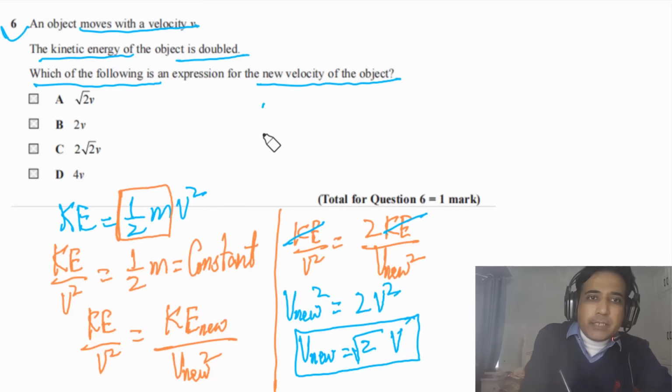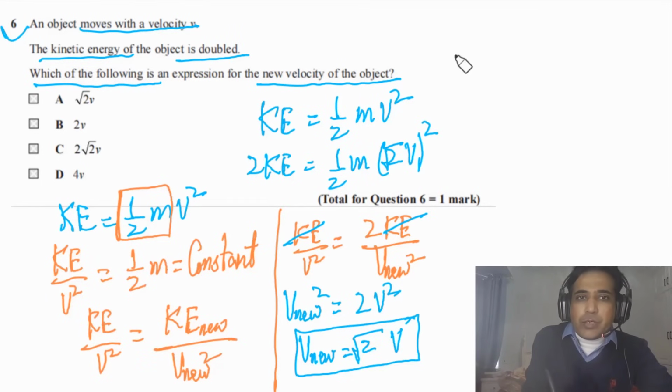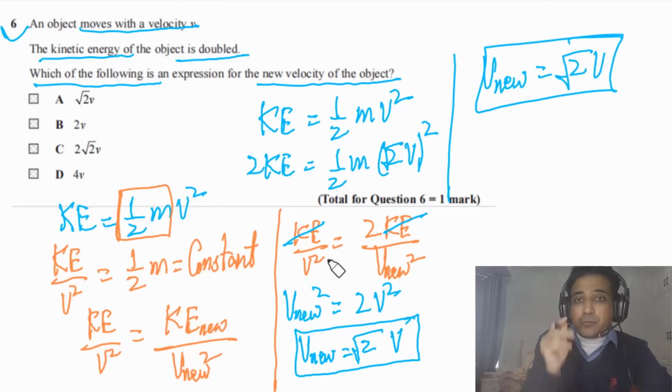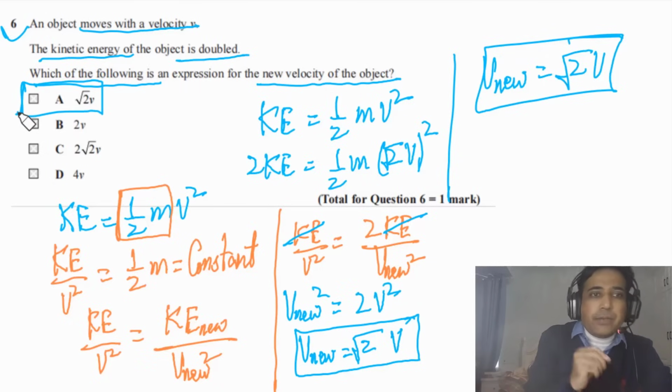Otherwise, simply I can say kinetic energy is equal to 1/2 mv squared. If this kinetic energy is doubled, this side also has to double. That is possible if you have root of 2 v squared. So from here I can say the new value of v, V new, is root of 2 v, so we can simply write it down like this. But this method is very useful. So the answer for this question has to be A.